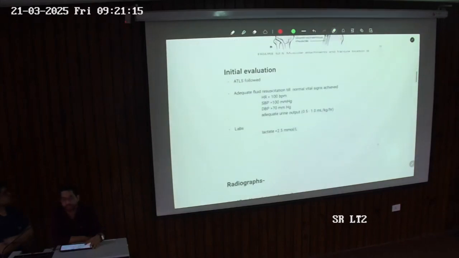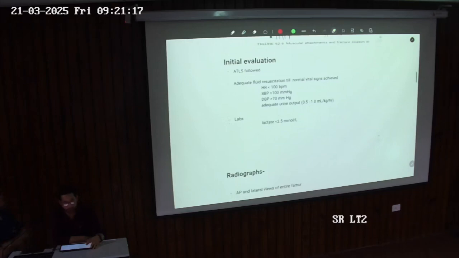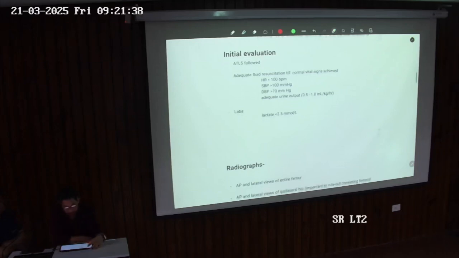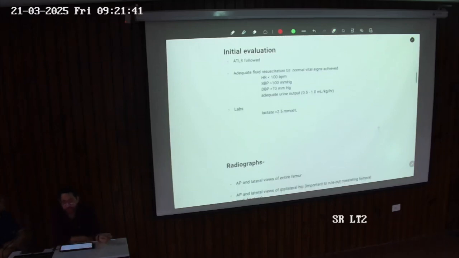So how do we evaluate or treat the patient? What is the ATLS procedure? ATLS protocol. What do we follow? What is A? B? C? D? E? So here we follow the ATLS protocol.